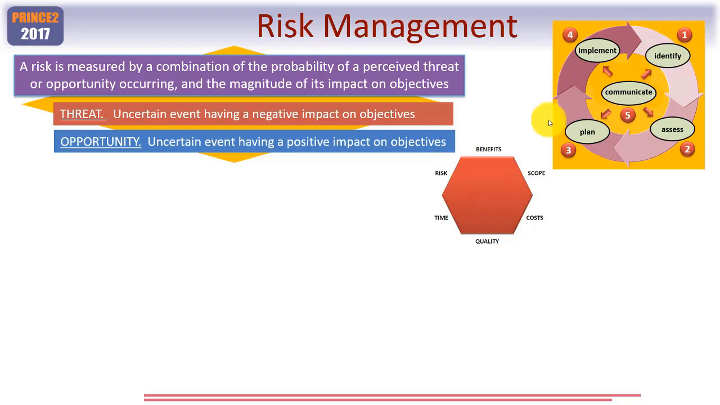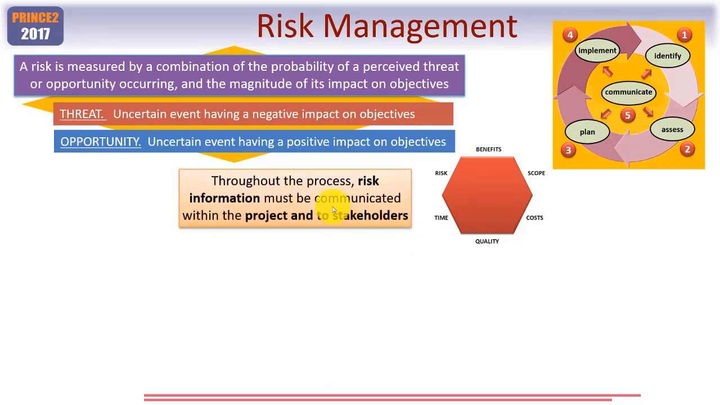Now in PRINCE2, you'll find this systematic approach is actually a 5-step approach. Step 1 is to identify the risks. Step 2 is assess them. Step 3 is to plan the responses, in other words. And step 4 is to implement the responses and to check they're having the desired effect. Step 5 is continuous and is relative to all of the first 4, and that is communicate.